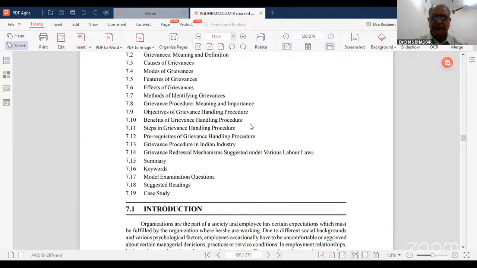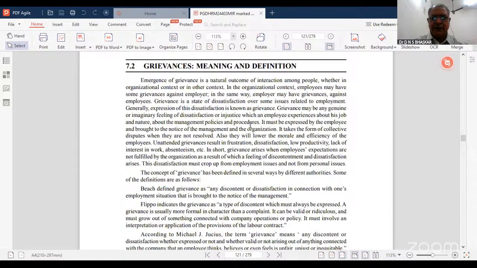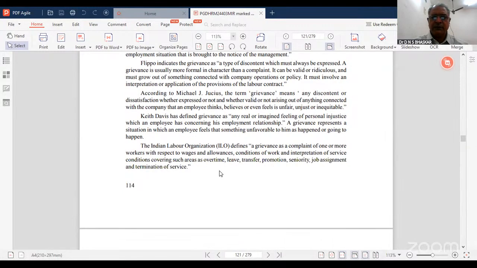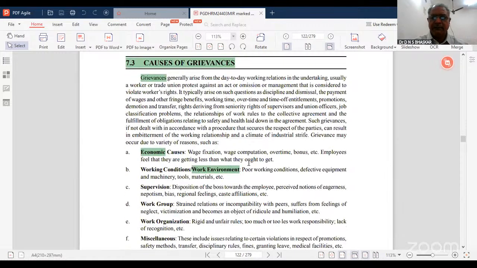Actually, grievance is the major important point where there is a discontent or disagreement between people, and it is defined in several ways. Some of the definitions are: any discontent or dissatisfaction among the employees in the work organization, maybe between the employees and the management. So how better you can reduce the grievance gives a sound strength towards industrial relationship. Then what are the causes of grievance? Actually, the main important factors, I hope I am audible.